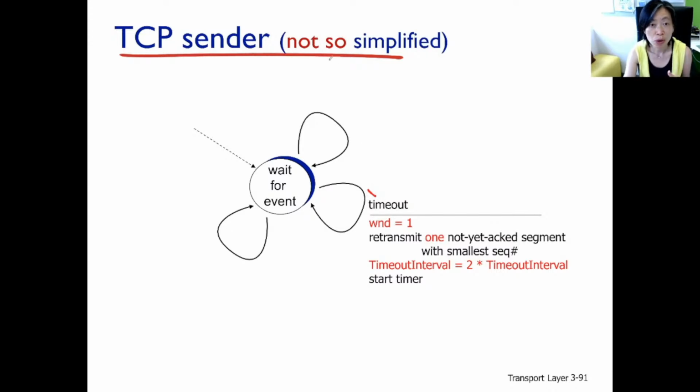Know that this is no longer the simplified TCP. This one is actually quite realistic, considering congestion control. So in that, step number 1, the window size is dropped all the way to 1. As a result, we are only allowed to transmit 1 segment, the smallest sequence number segment. And then we're supposed to start the timer, but the timeout interval is set this way: 2 times the current timeout interval value.